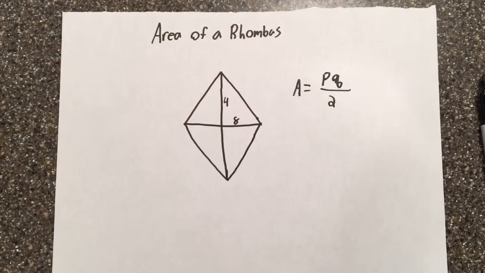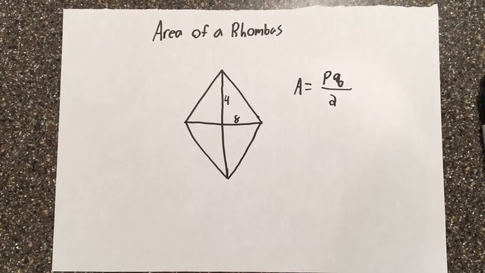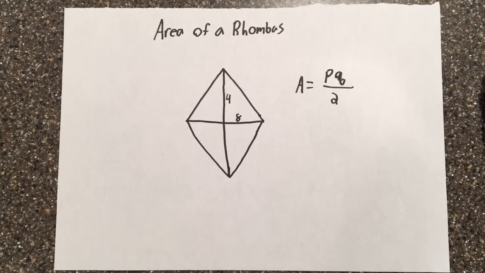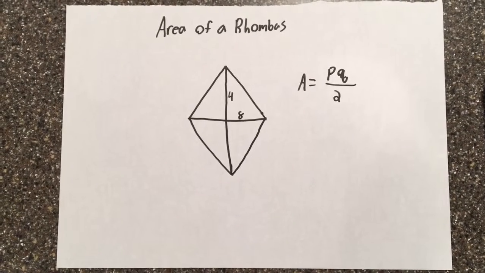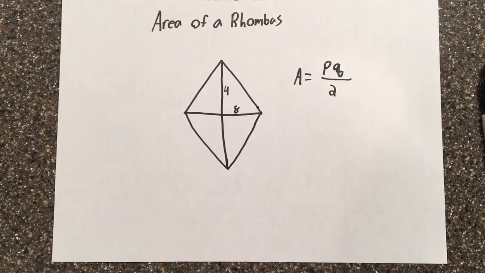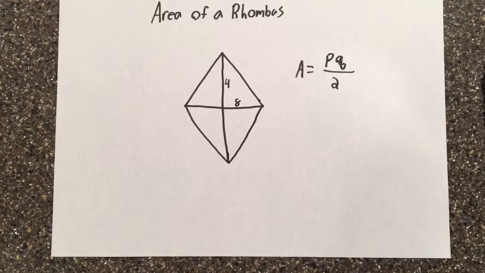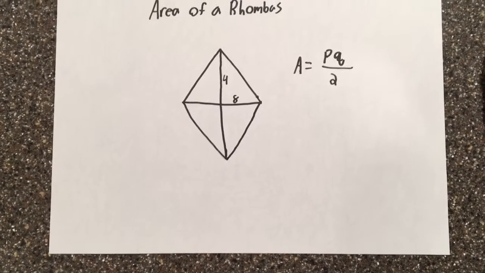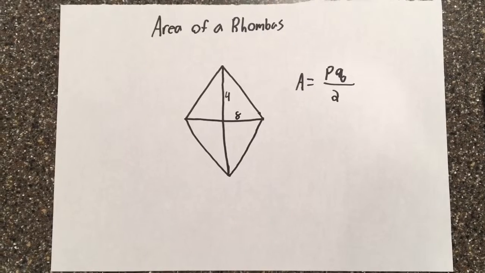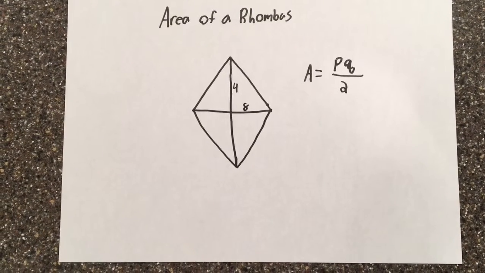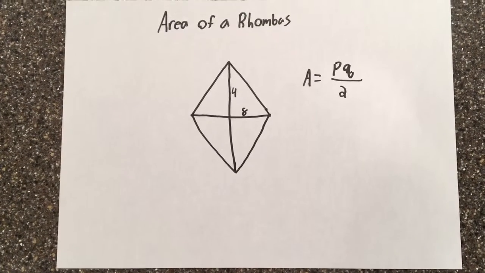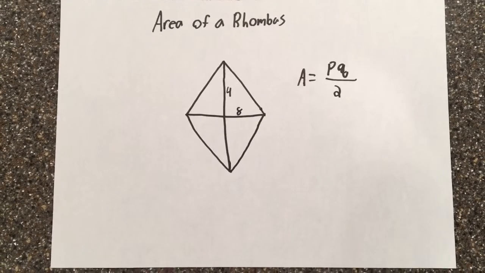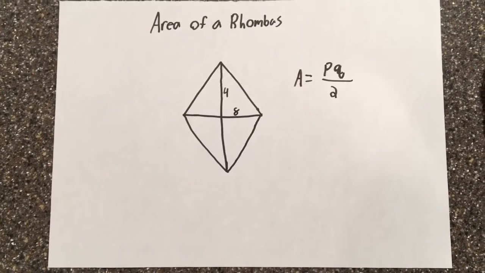Area of a rhombus. The equation for area of a rhombus is A equals PQ divided by 2, with P and Q both standing for diagonals. Our diagonals are 4 and 8 in this case. To solve this, you would do 4 times 8, which would be 32. Divided by 2 would leave you with 16. Thus, your area of this rhombus would be 16.